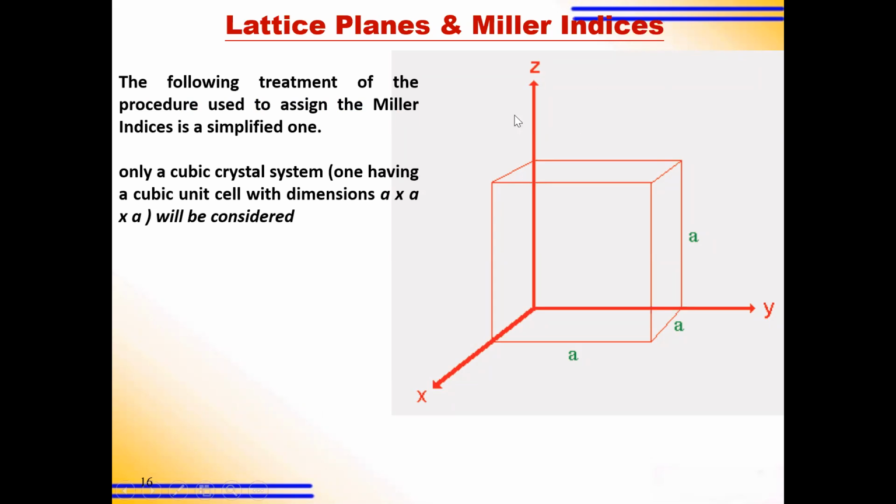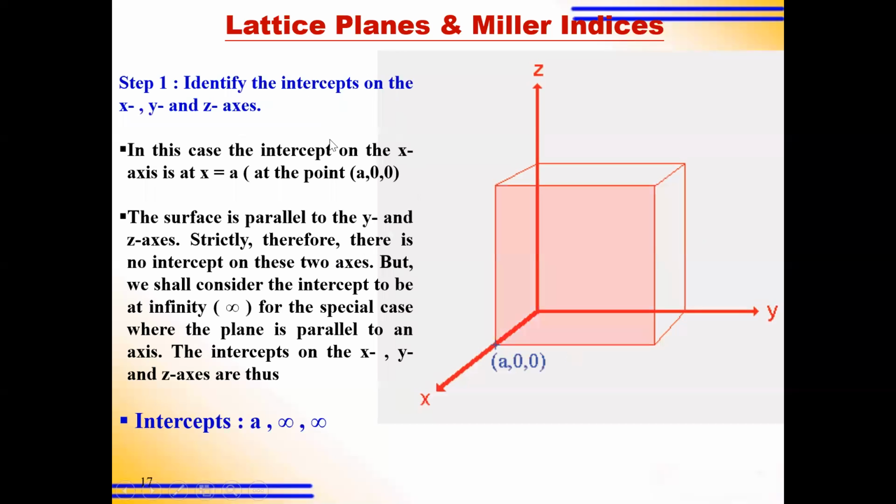आता हे सगळ्या ज्या आहे XYZ A. So this following treatment of this procedure used to assign the Miller indices is a simplified one. So only cubic crystal systems, one having a cubic unit cell with the dimension A into A into A will be considered. And then step 1, आपण काय केलं की identify केलं intercept on the XYZ axis. Exactly, okay. आता XYZ axis वर आपण काय केलंय की A, 0, 0.